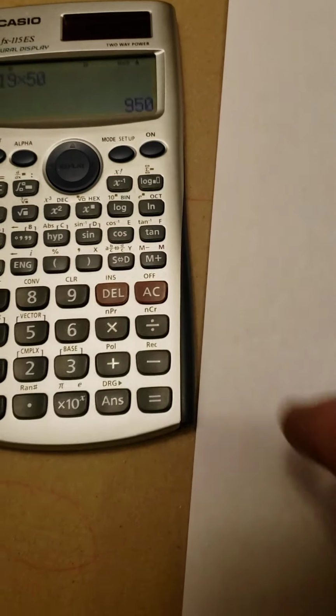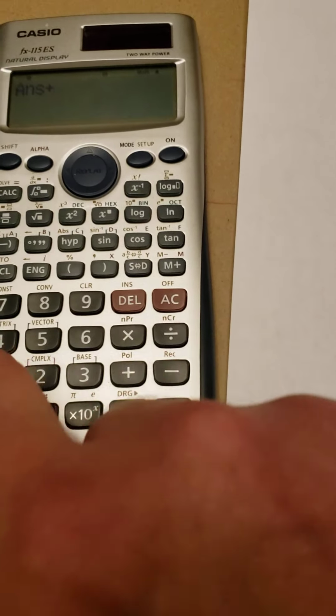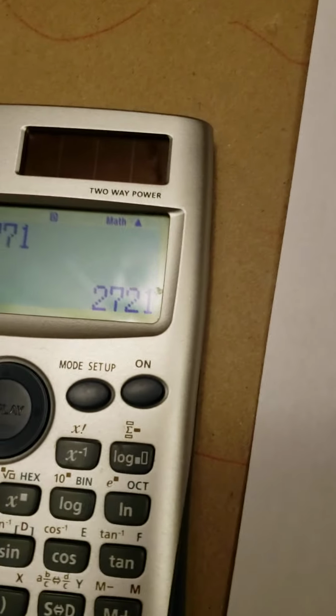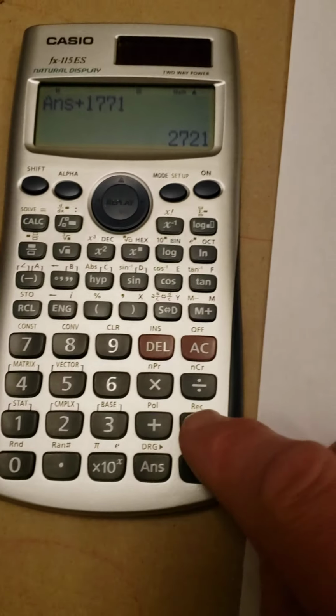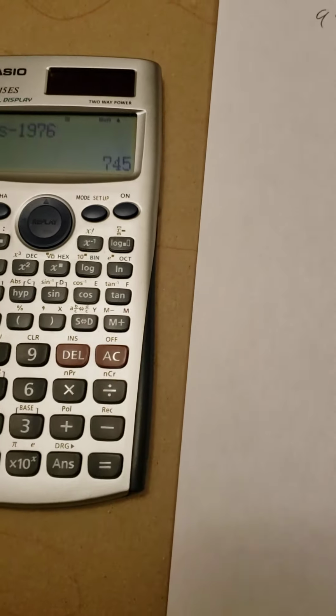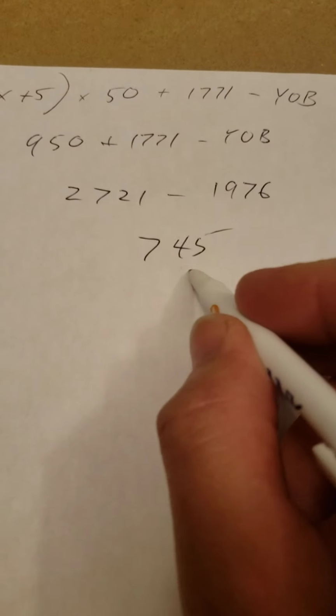950 plus 1771, so this turns into 2,721 minus my year of birth, which is 1976. So take that, subtract 1976, and the answer is 745. 7, remember, that's the same number I picked originally, and the last 2 digits here is my age.